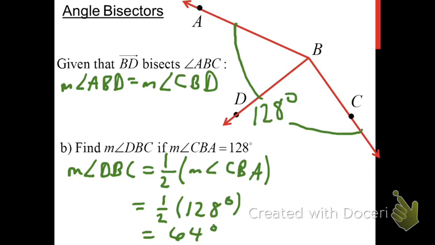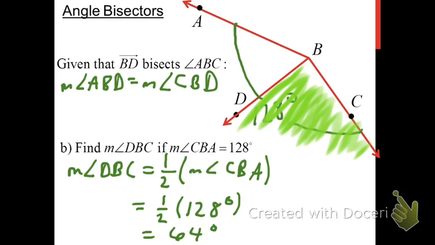And then you were trying to find the measure of angle DBC, which is one of the smaller angles right there. And because ray BD bisected angle ABC, that meant that the measure of angle DBC had to be half the measure of angle CBA. The smaller angle was half the measure of the largest angle in the picture. And so simply we just multiplied 1/2 with 128 degrees and got 64 degrees. We're going to try one more with algebra, then we'll be done with these notes.